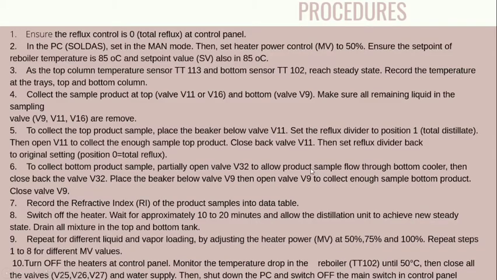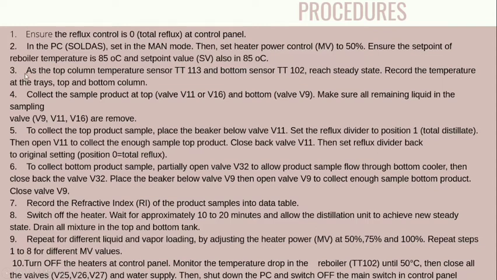So we continue with the procedures. First, ensure the reflux control is at 0, which is set for the total reflux at the control panel. Number 2, in the PC, set in the manual mode, then set heater power control MV to 50%. Ensure the set point of reboiler temperature is 50 degrees C and set point value also in 50 degrees Celsius.